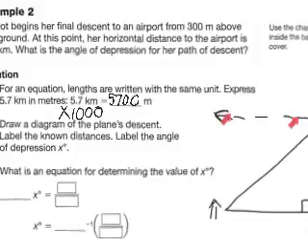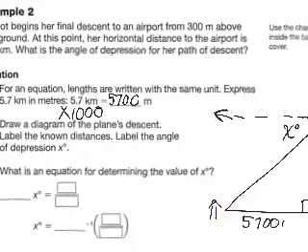So if this is the horizontal and this is the line of sight to the airport, in between here is our angle of depression. And we're labeling that as x degrees. We don't know what it is yet. We do know that the height of the plane is 300 meters above ground. So that part we do know. We're going to label that. And we do know that the horizontal distance between the plane and the airport is 5,700 meters.